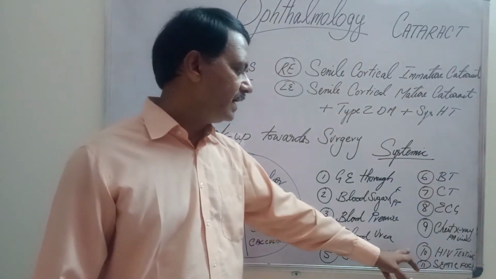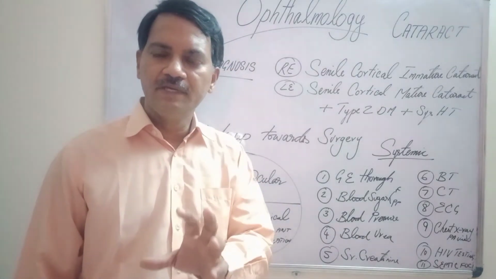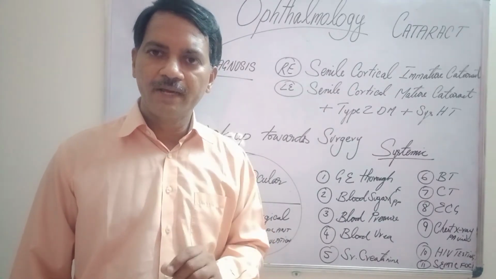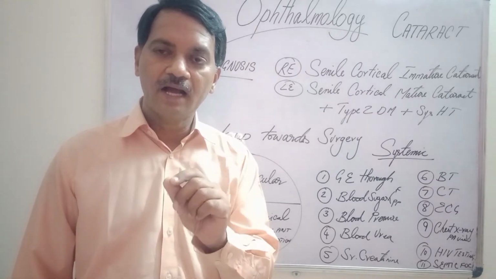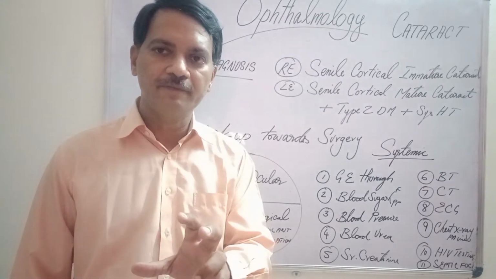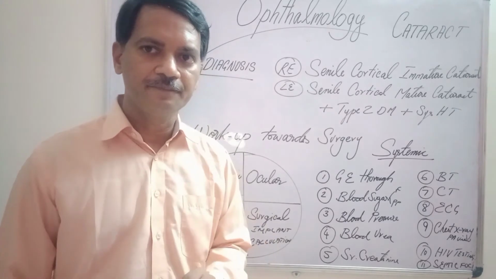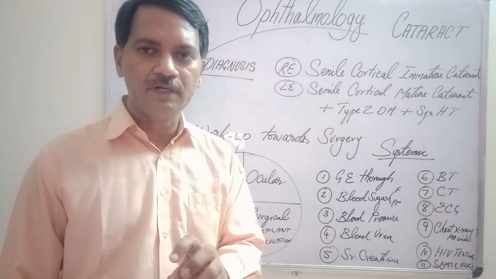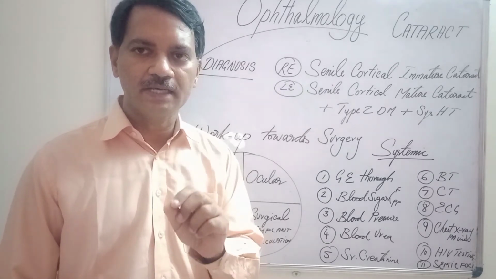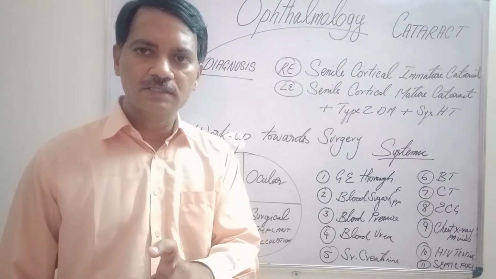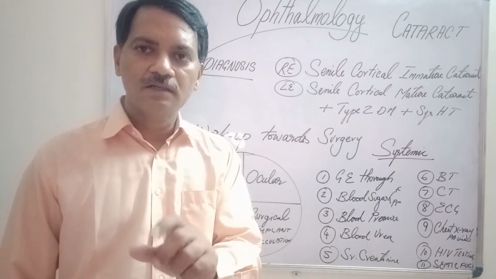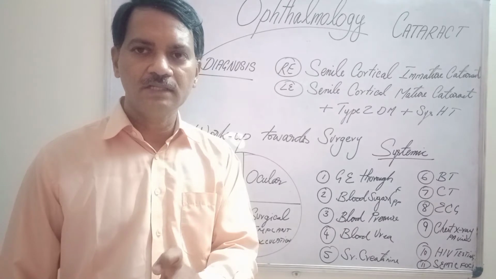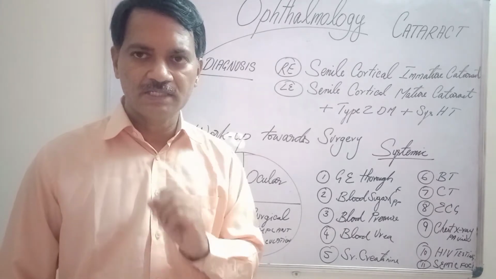Next is, do an HIV test. If the HIV is positive in a patient, then the patient will be immunocompromised. Then we have to take adequate precautions to prevent any infections following a surgery. One more thing is, the surgeon also should take adequate precautions before operating on an HIV positive patient, because he may not want to get infected. If he gets infected during the surgery, that is a big problem in his life.